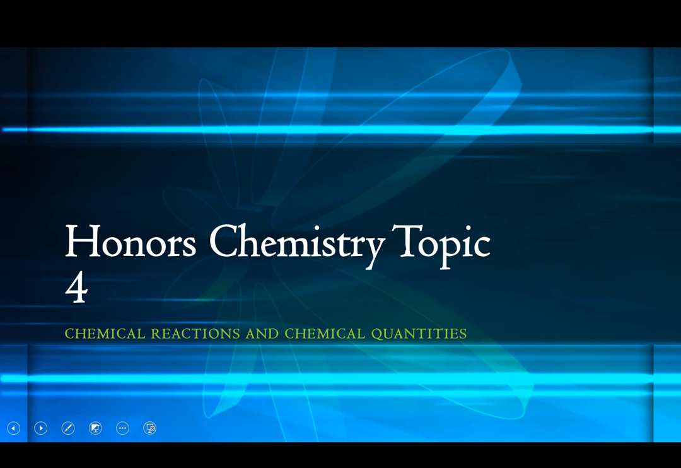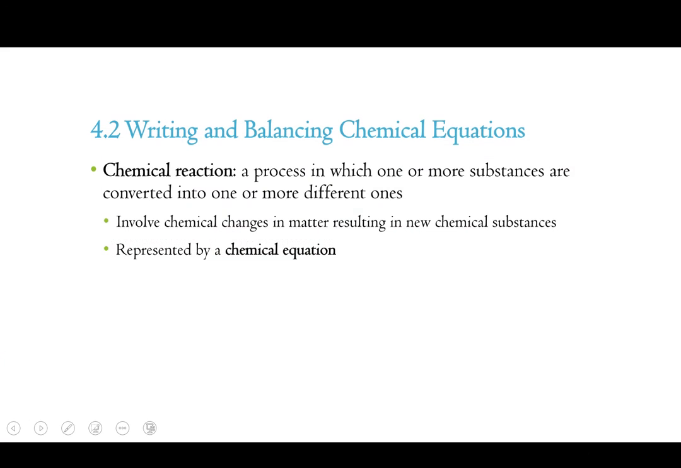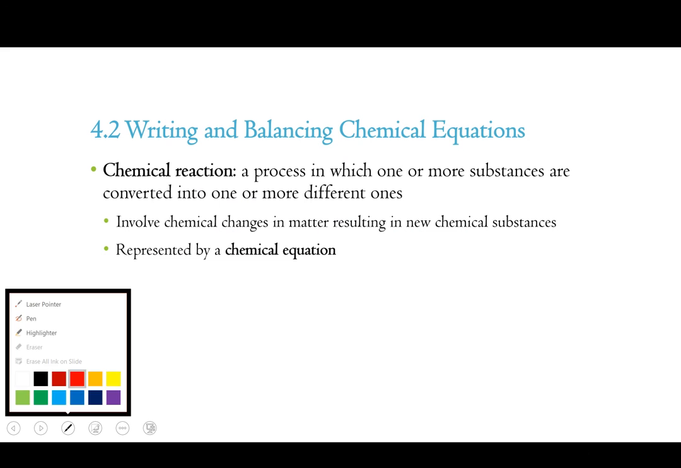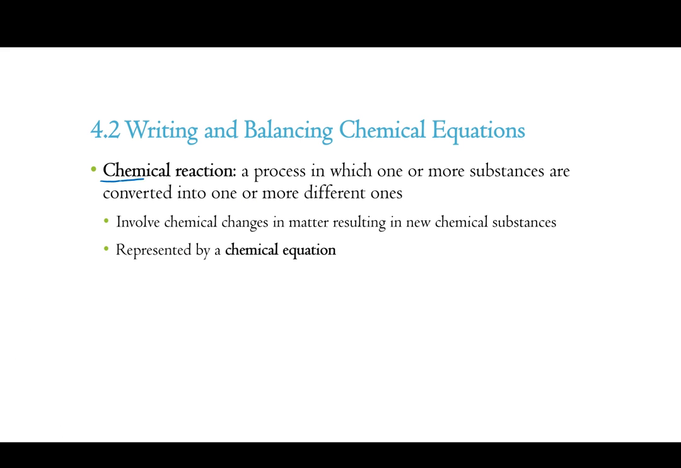Chapter 4, Chemical Reactions and Chemical Quantities. So a chemical reaction is a process in which one or more substances are converted into different substances. A chemical reaction occurs, or I should say when there's a chemical change, it is because a chemical reaction has occurred. So it involves chemical changes in matter resulting in new chemical substances, and chemical reactions are represented by chemical equations.